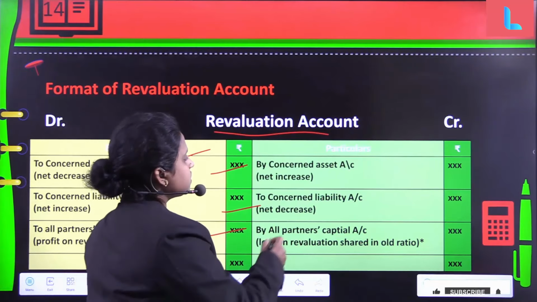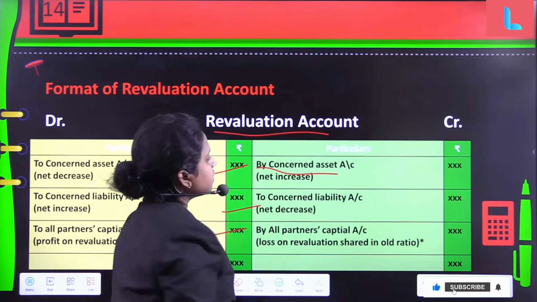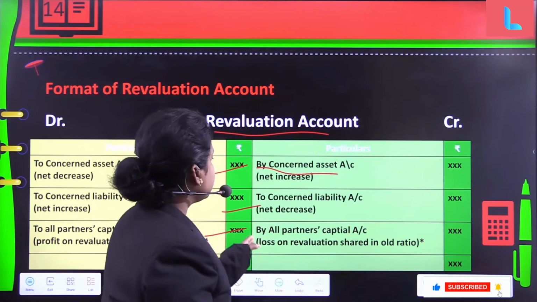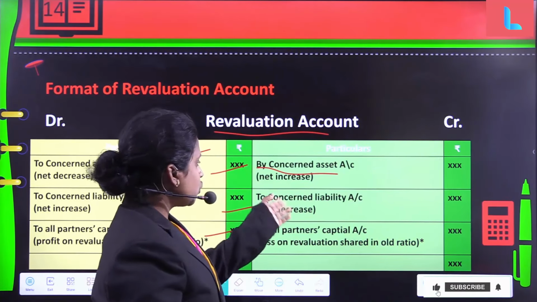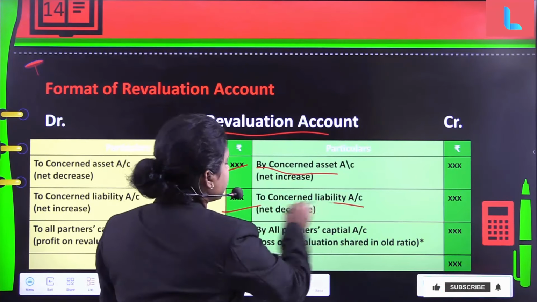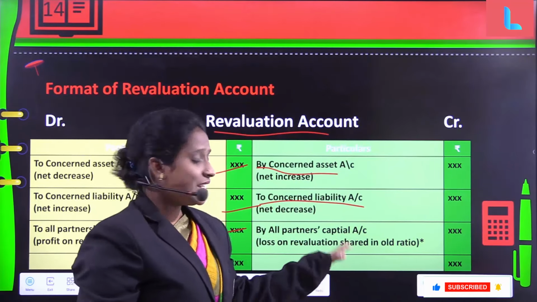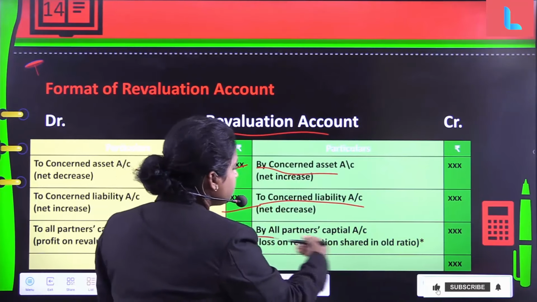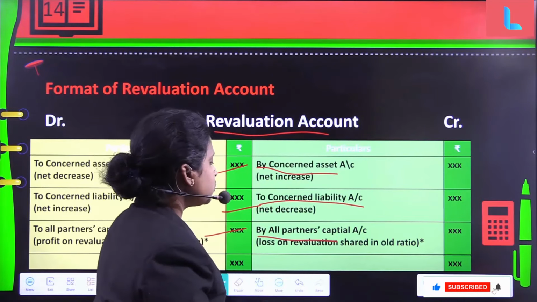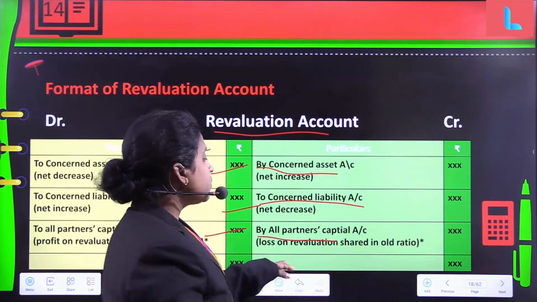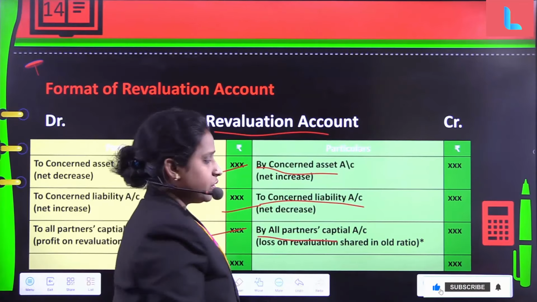Towards the credit side, by the concerned asset account the amount should be written, which is the net increase. The concerned liability account, again the amount has to be written, which is considered a net decrease. And by all partners' capital accounts, the amount should be written, being the loss on revaluation shared in the old ratio.